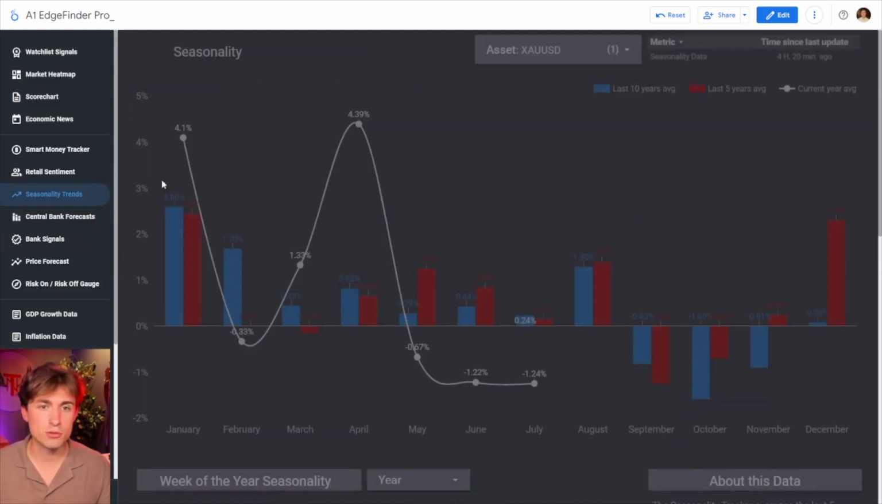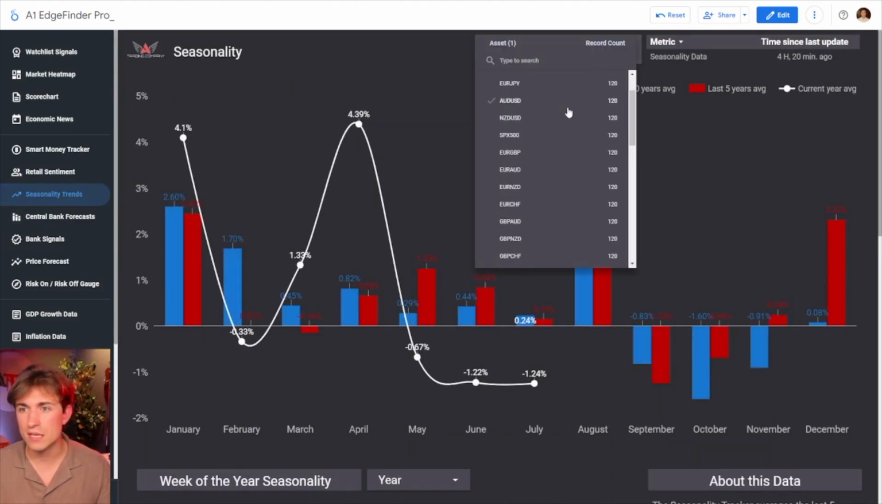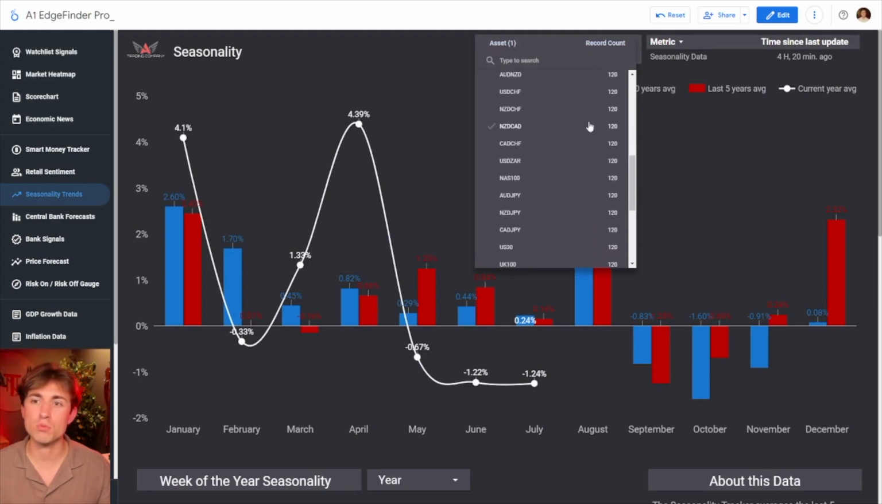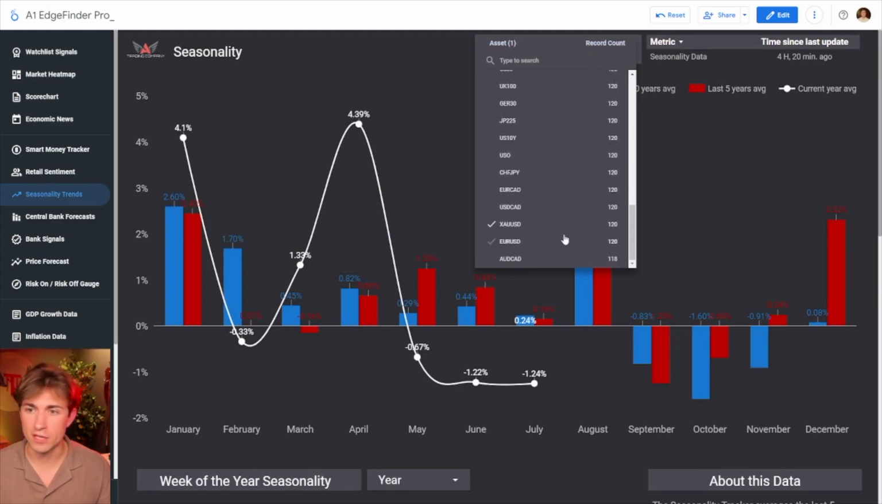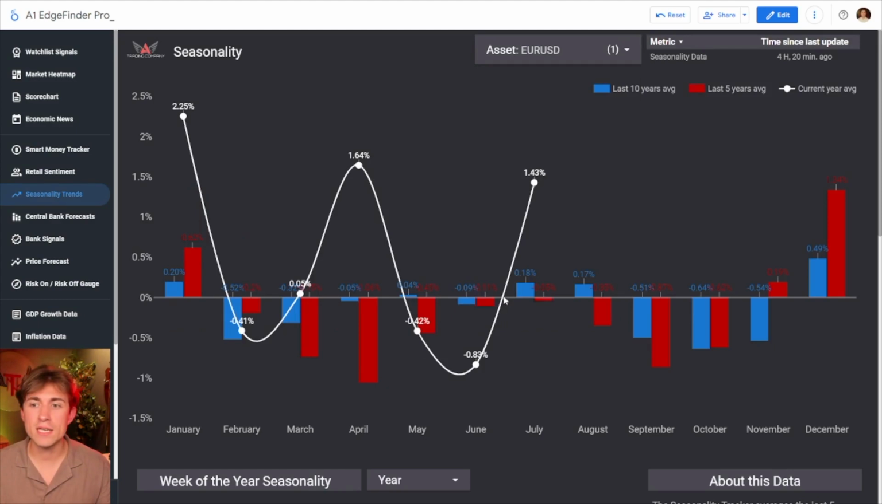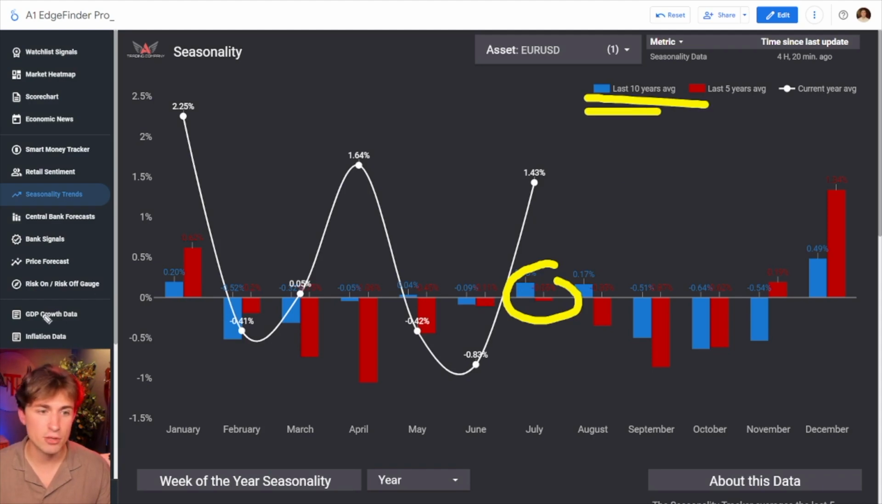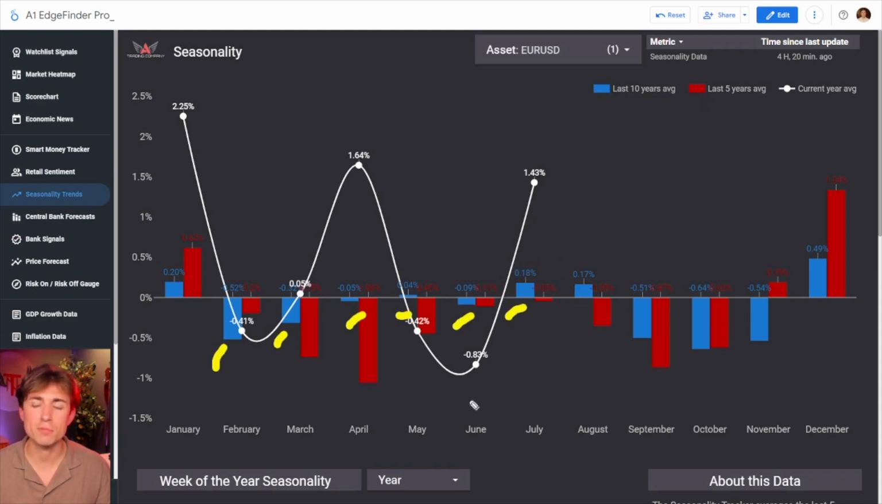In terms of seasonal trends, let's isolate the euro for a second and see where we're at with this, to see if this is worth our time. Let me see if I can find EURUSD. So EURUSD does expect a slight positive month here in the month of July. If we're looking at the last 10-year average, the blue columns show the last 10 years' average performance during the month of July.